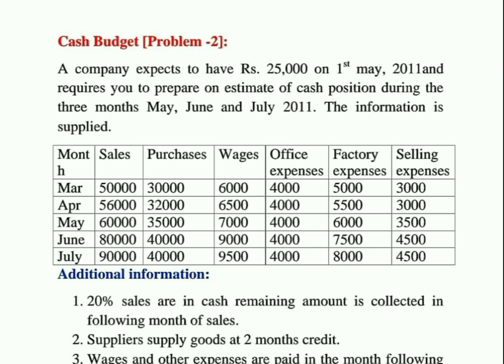See here, out of these 6 elements, only sales are the receipts or the sources of income. The remaining elements are expenditure, that is purchases, wages, office expenses, factory expenses and selling expenses. These are the different types of expenses.